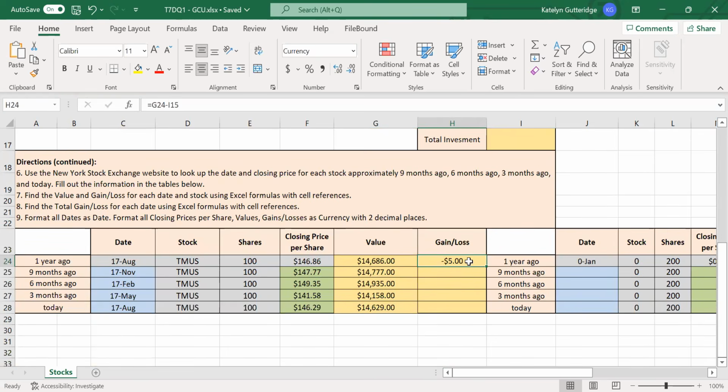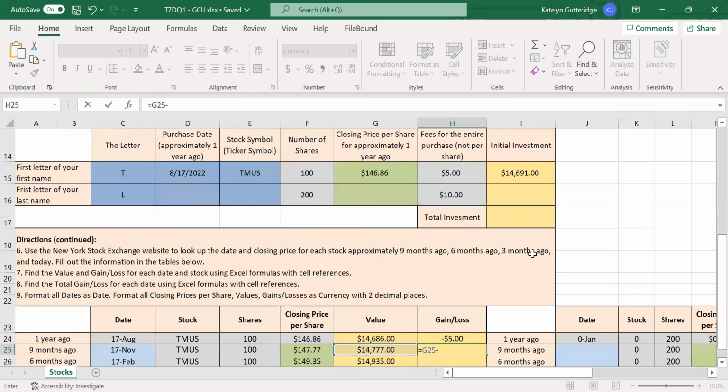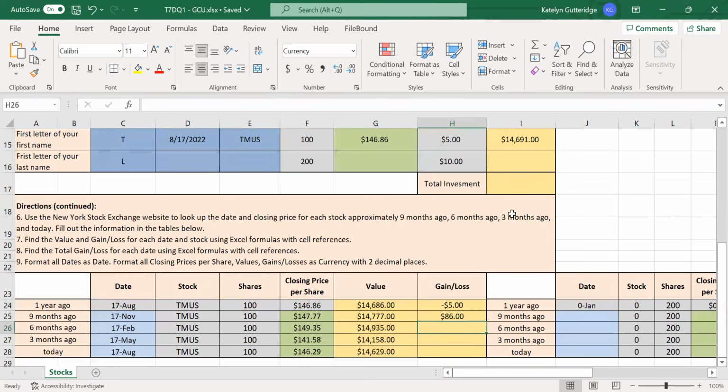So 1 year ago, I lost $5 because that was the fee I paid. I paid $5 to purchase my stocks. They haven't changed in value. So as of right now, I've lost $5. For the second year, we're taking our value minus that same initial investment. And now we have a positive $86. So now here we're gaining money as we go.